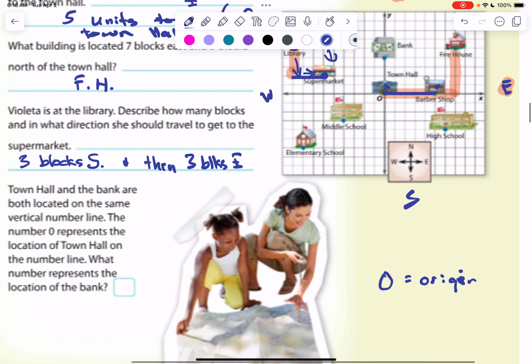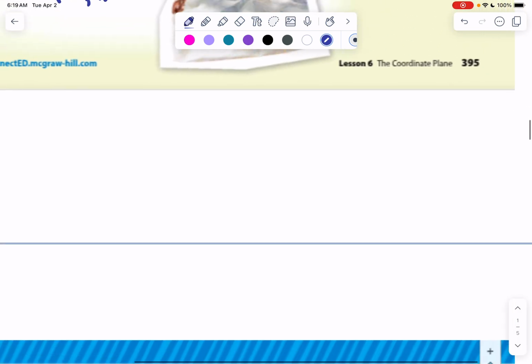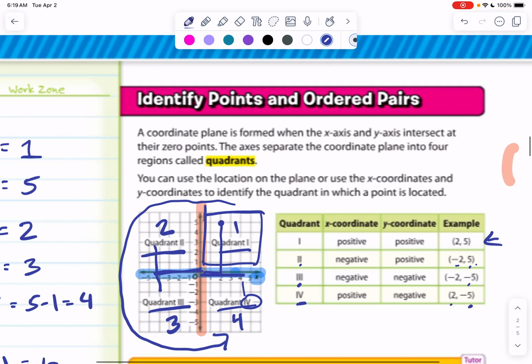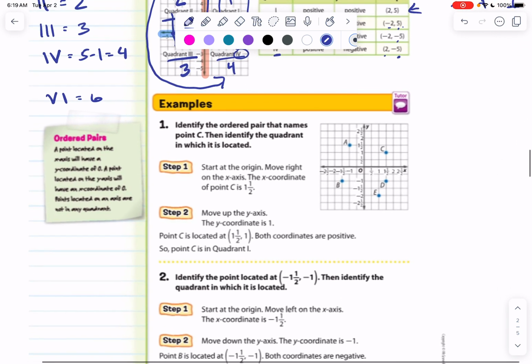So here's Town Hall. Where is the bank? So that would be 1, 2, 3, 4. And they're only asking for the number for the y-axis. Okay, so technically it would be 0 because we don't move on the x-axis at all, comma 4. Okay, but I believe they're only asking for the y-axis. All right, let's move on. We already reviewed the quadrants of a grid, so we're going to move to number 1.